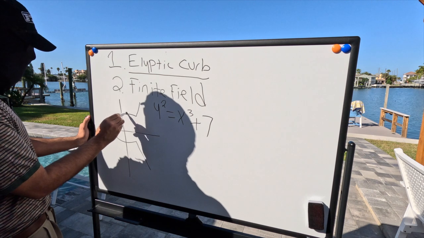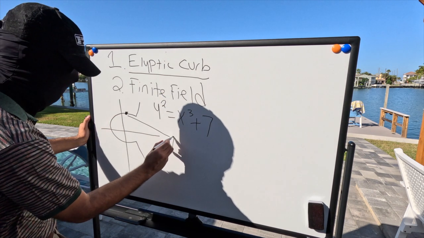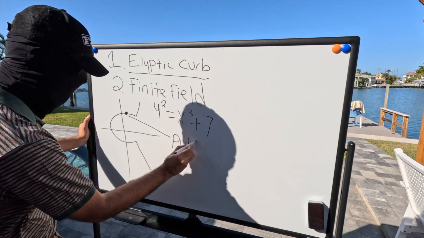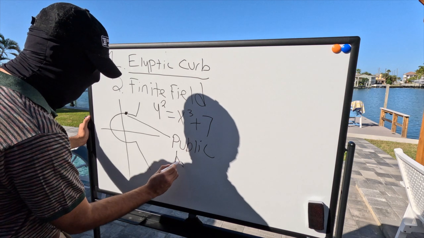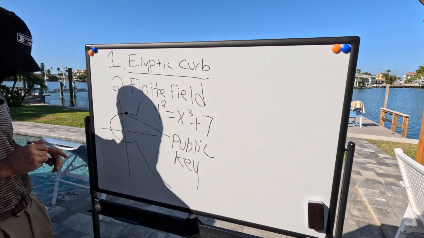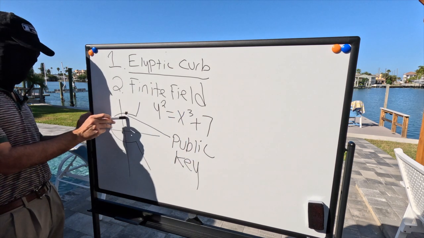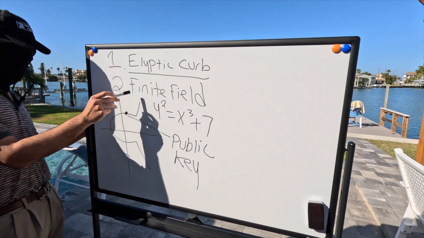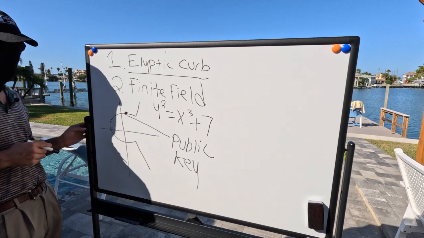Each point on this curve represents a public key. This is how you're identified on the Bitcoin payment network when someone wants to send funds to you, okay? So you are represented as the public key, and this is on the SECP 256K curve. Each point represents a public key.